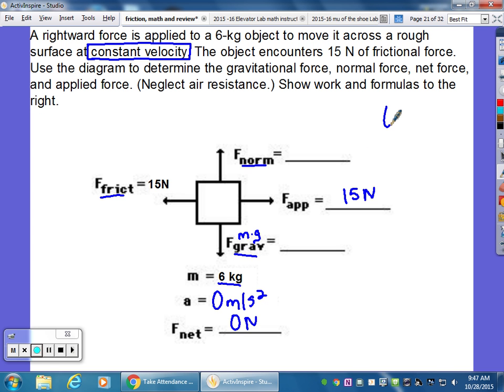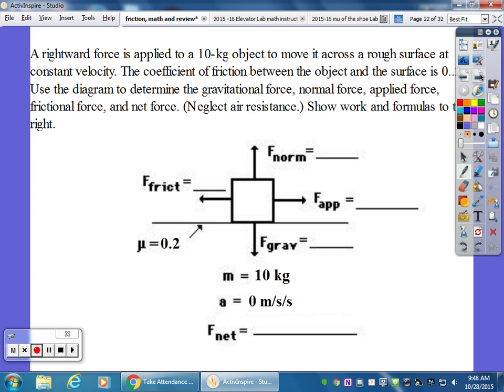In this case, that's going to be 6 times 9.8. And if you type that in your calculator, then you're going to get, I believe it's 58.8. So that's going to go here and also here. And we are finished just like that with this first question. Very important, again, constant velocity. Moving on to the next question.